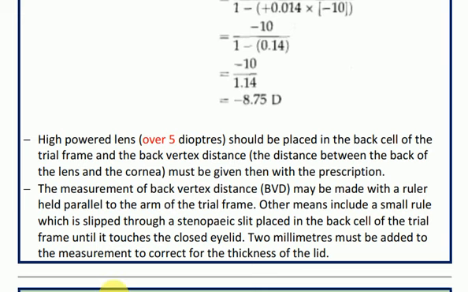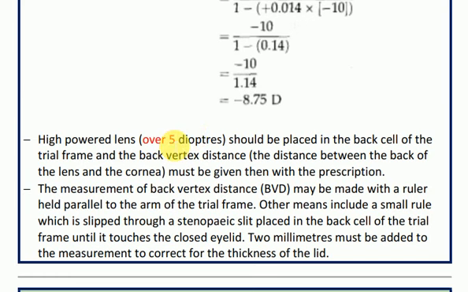Therefore, any high power lens should be placed in the back cell of the trial frame, and the distance between the back of the lens and the cornea is measured. This is called back vertex distance. It must be given with all prescriptions over 5 diopters.